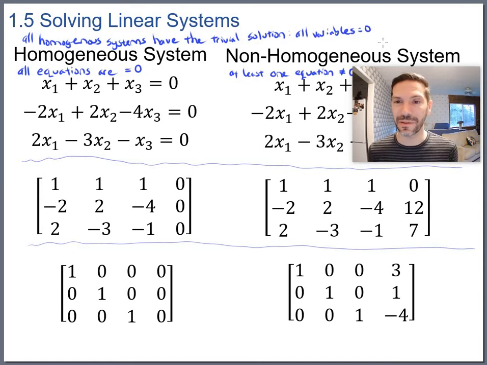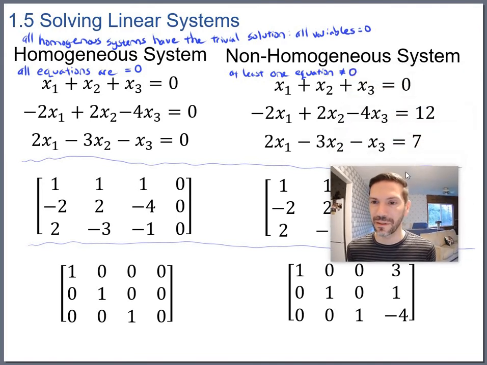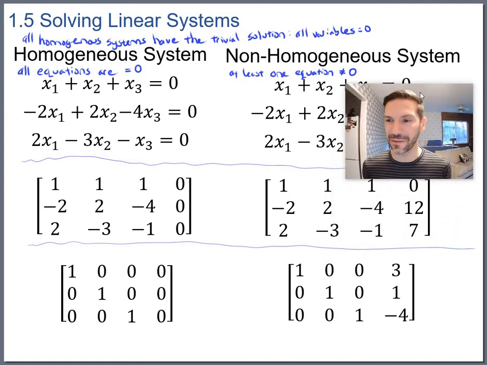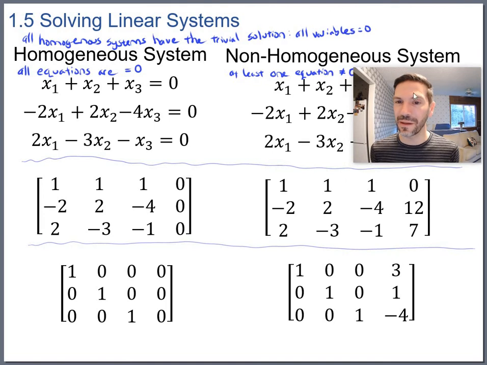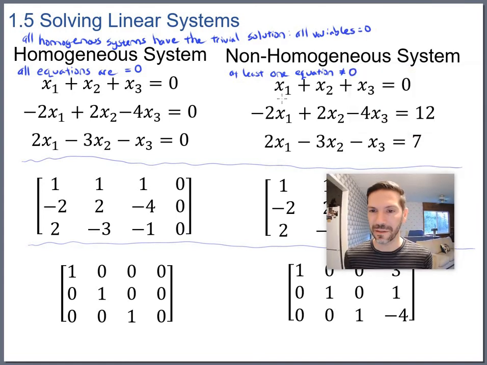Non-homogeneous systems, of course, don't necessarily have the trivial solution. As a matter of fact, 0, 0, 0 solves the first equation, but it does not solve the second or third equations. It turns out there is just one solution for the non-homogeneous system as well, which happens to be 3, 1, negative 4. You can see 3 plus 1 minus 4 is 0, and it works in the other two equations as well.